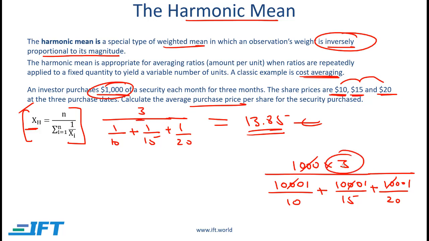We have 3 in the numerator, which represents the number of items. And then we have the reciprocal for each item in the denominator. And this obviously will give us the same answer of 13.85. But again, even though I want you to understand this intuitive explanation, it is important for you to memorize this formula. The number of items in the numerator and then the sum of the reciprocals in the denominator.